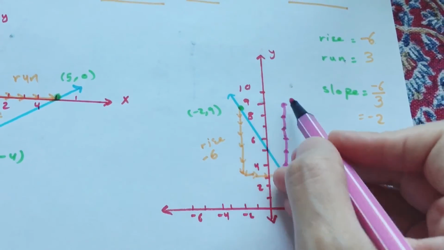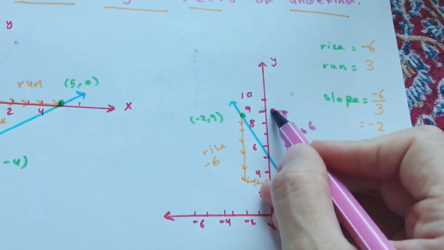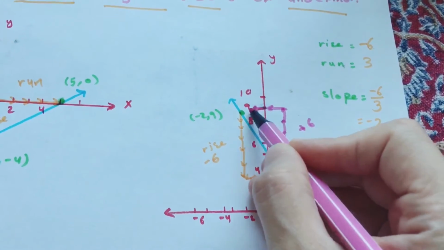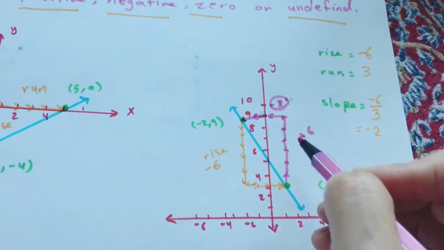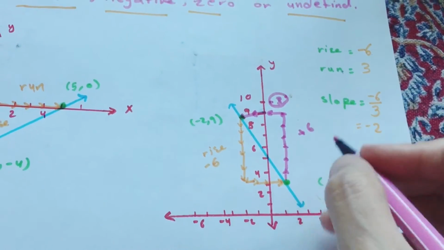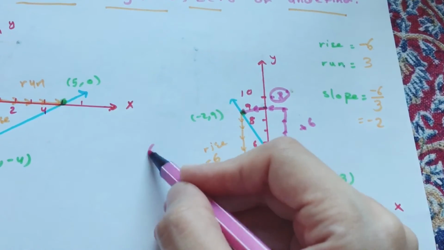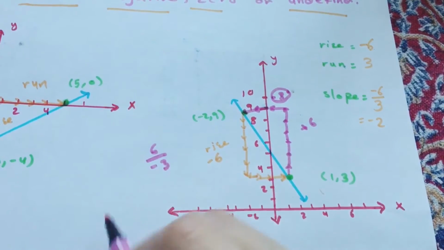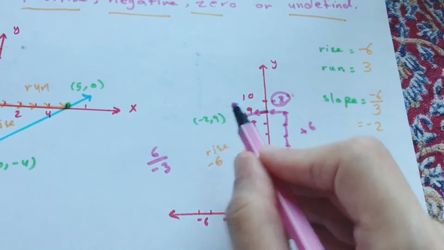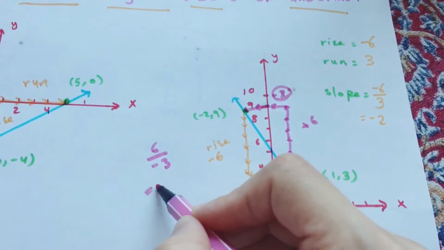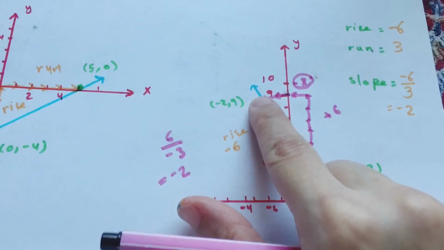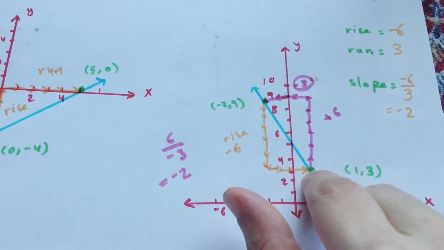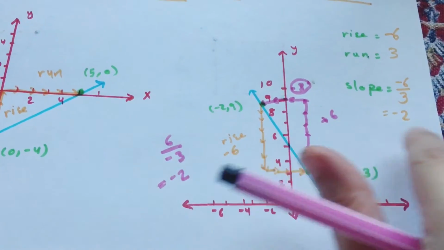Now I'm going to go to the left. So here 1, 2, 3. But here it will be negative 3. Why will it be negative 3? Because I went to the left. So it will be 6 over negative 3. 6 positive and negative 3 to the left. So it will be negative 2. It will be the same answer as the other way. So if you go from up to down or from down to up, it will be the same answer.